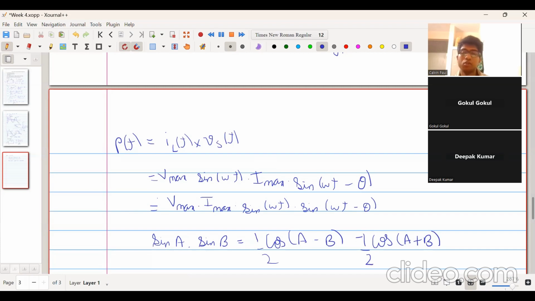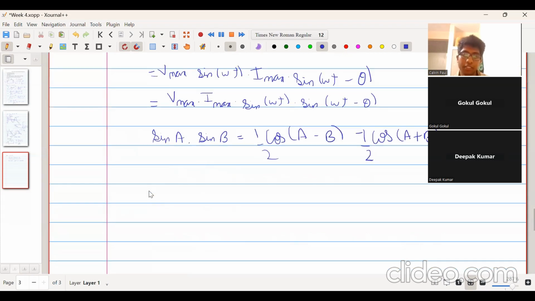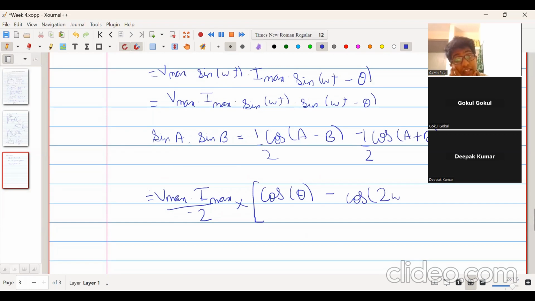So we will apply this formula over here. We will get it to be equal to V max into I max upon 2 into cos, this is A and this is B. So cos of A minus B will be cos of theta, minus cos of A plus B, which will be 2 omega t minus theta. Any doubts in this? No, sir.